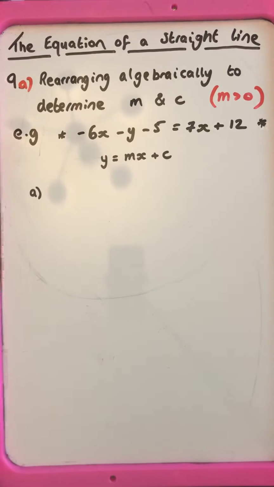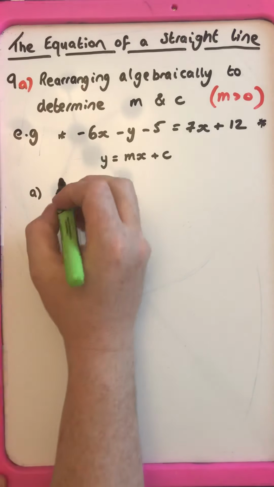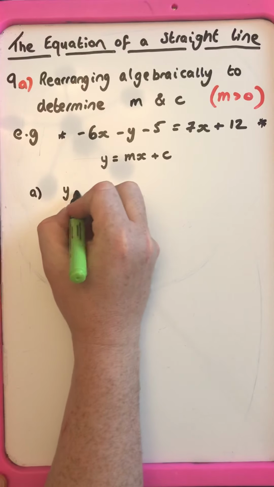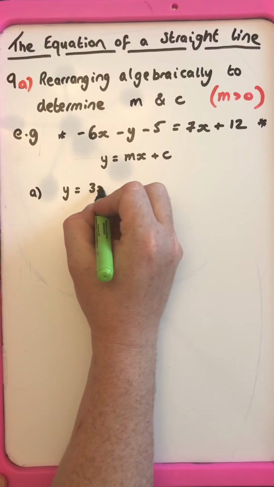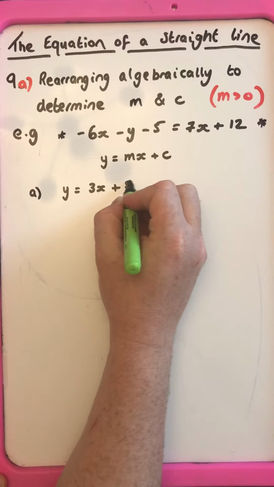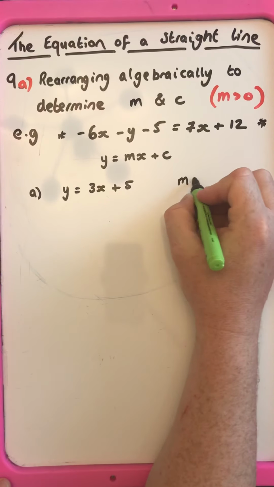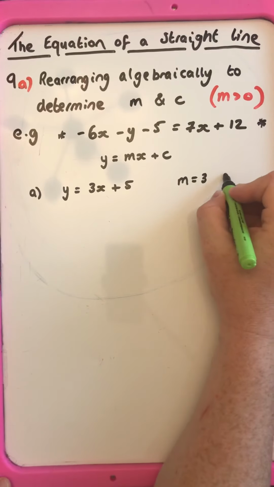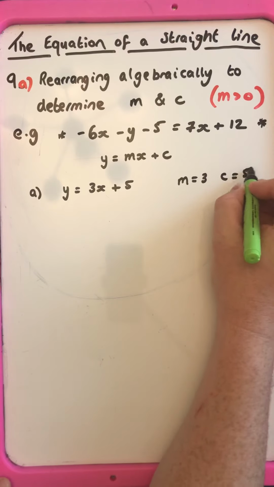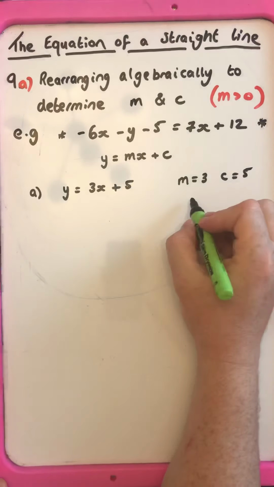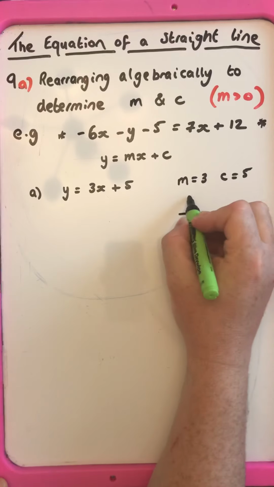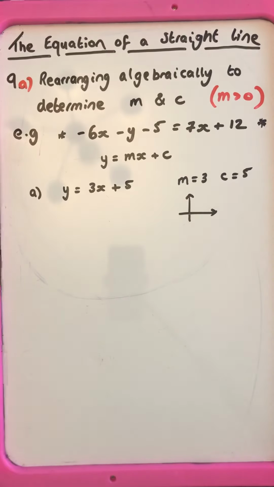We'll come back to it and I'll just take you through some questions. Every question will ask you what is the gradient of the line with the equation, or what is the y-intercept. So let's look at the first one, right back to basics. y equals 3x plus 5. Gradient is 3. Y-intercept is 5.